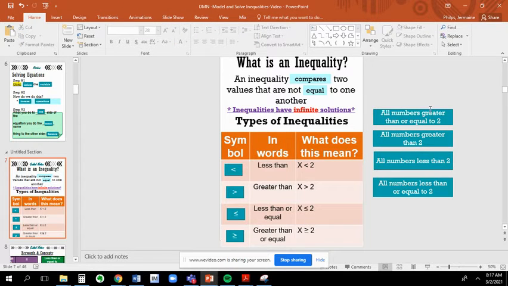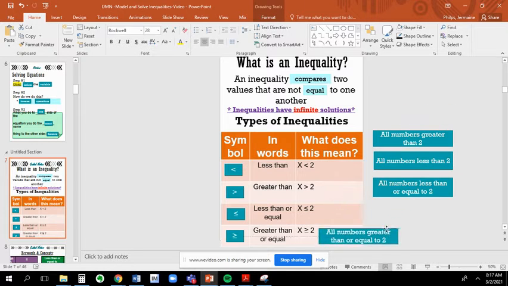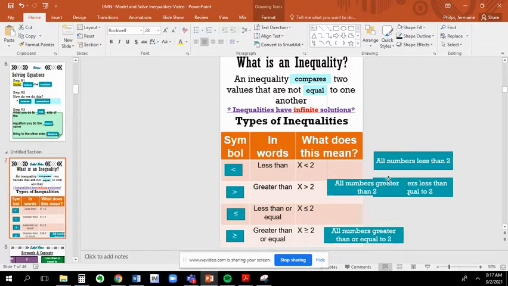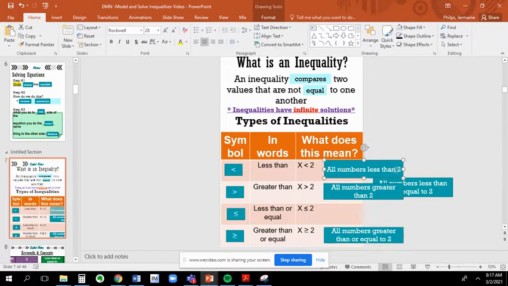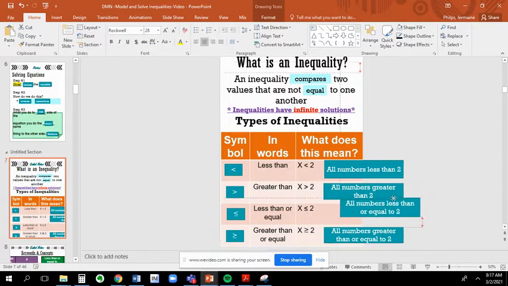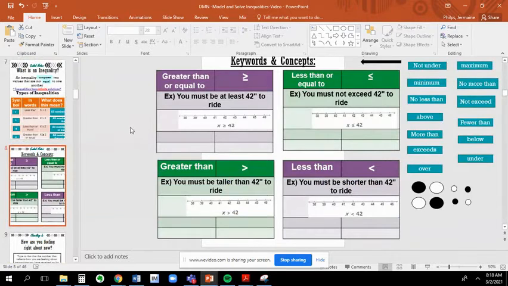So our phrase, all numbers greater than or equal to 2, is going to go down here. All numbers greater than 2 is going to go in the second row. All numbers less than 2 will go at the top. And all numbers less than or equal to 2 will go right here. Okay?